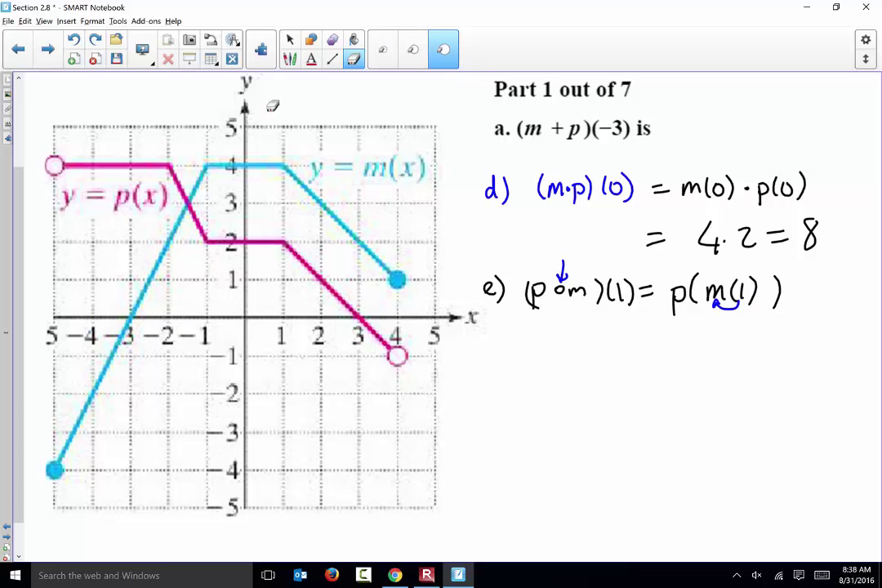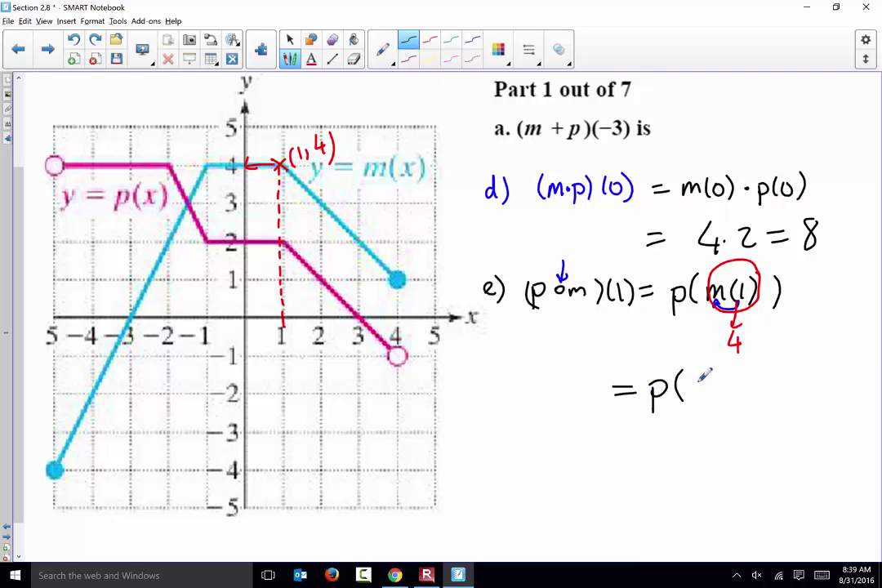Find passenger 1. Where is passenger 1? Here is passenger 1. Send it to M. Where are you? M, blue one. Blue bus. Passenger 1 takes this bus and see where it goes. Where does it go? It's 4. M took 1 into 4. So you have now P of 4. Now you have a brand new passenger in the second bus. The 4 guy is going to take this bus.